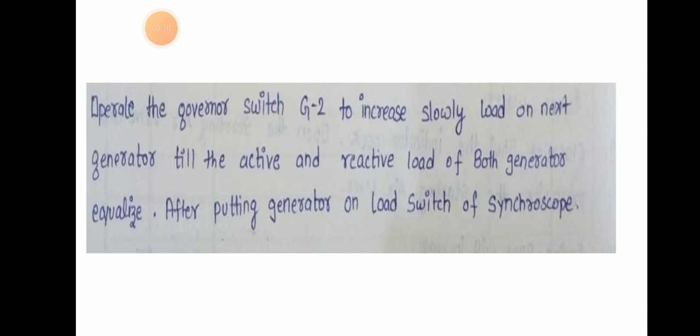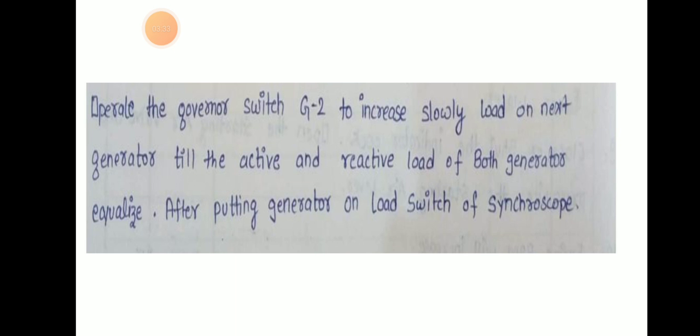After that, we have to operate the governor switch and increase the governor load slowly, so that the active and reactive load of the incoming and existing generators, both frequencies are the same and equalized. After it is equalized, we can put the generator on load and switch off the synchronoscope.